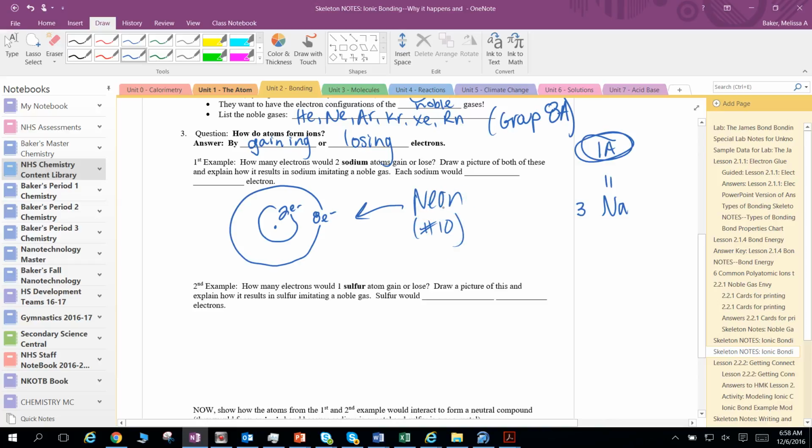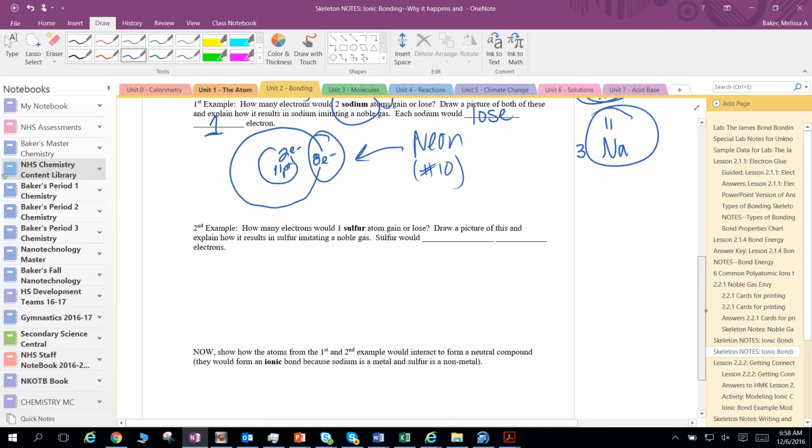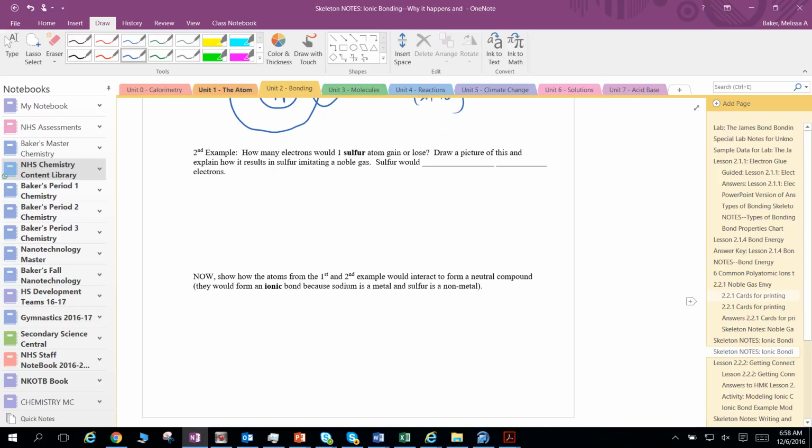Now it doesn't become neon because it still has in its nucleus 11 protons because it's sodium. Neon would have 10 protons, but it's mimicking neon in that it lost that electron and now it has the great 8 in its outer shell. So each sodium would lose 1 electron, because this example said we've got 2 sodium atoms, which is going to be important for this compound that we're going to form.